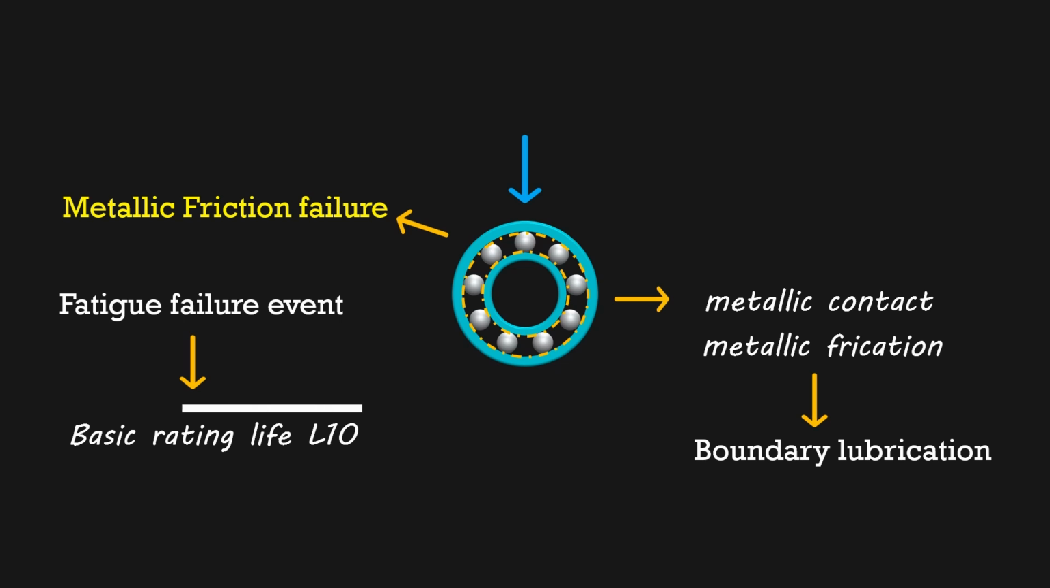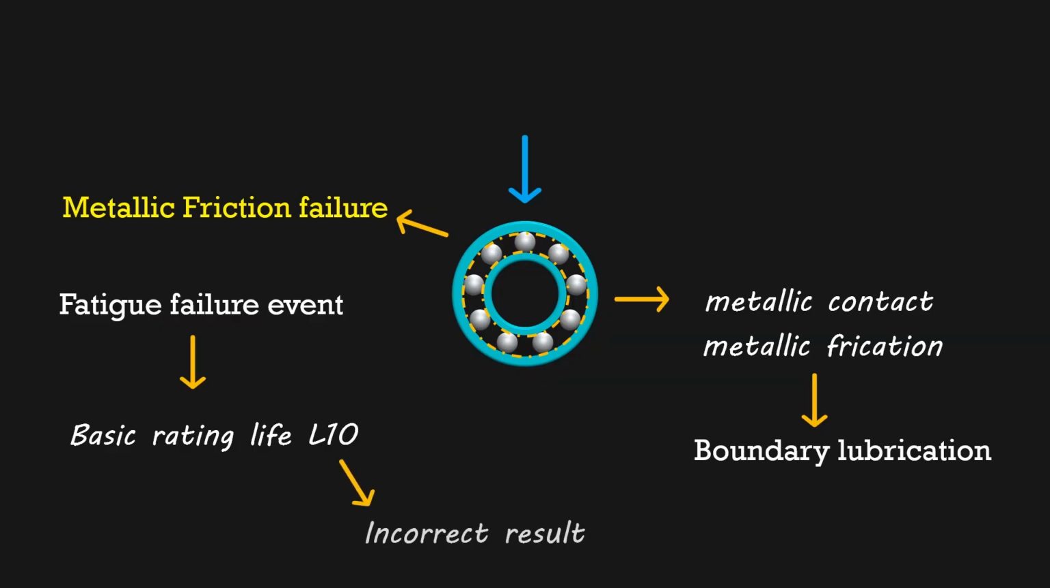We are able to calculate bearing fatigue failure with 90% accuracy only because the rolling elements are kept separated from the bearing raceway with a thin layer of lubricant and do not make any metal-to-metal contact or frictional contact, only applying cyclic load. But if metal-to-metal contact happens, then the bearing rating life formula L10, which is actually a fatigue failure calculation formula, will not give you the exact result. The actual result will be different from the calculated result.